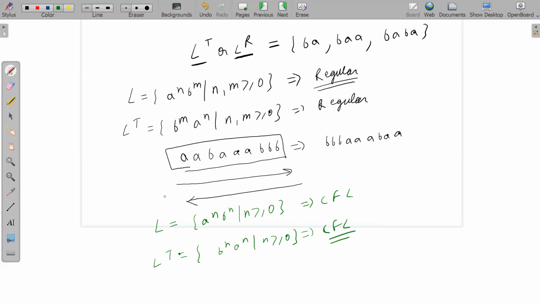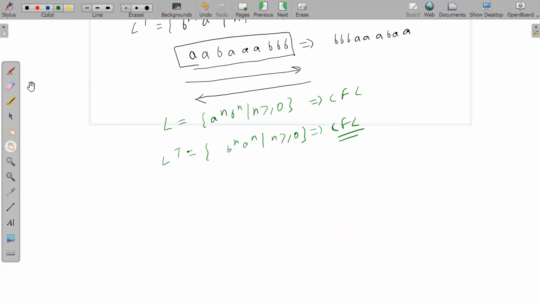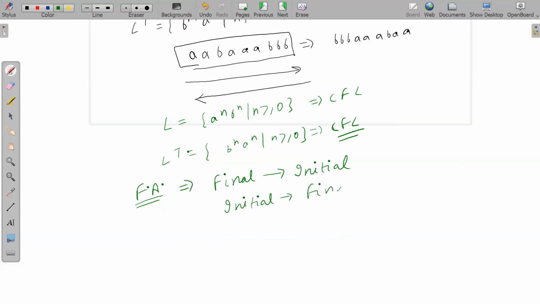Let me give you one more idea. I will just give you an intuitive idea; you can figure it out. In case of FA, how will you find transpose? Just make final as initial. I'm just giving you an intuitive idea. I'm not going into exact technical details. Just make final as initial, and reverse the arrows. Arrows means transitions. Reverse the transitions.